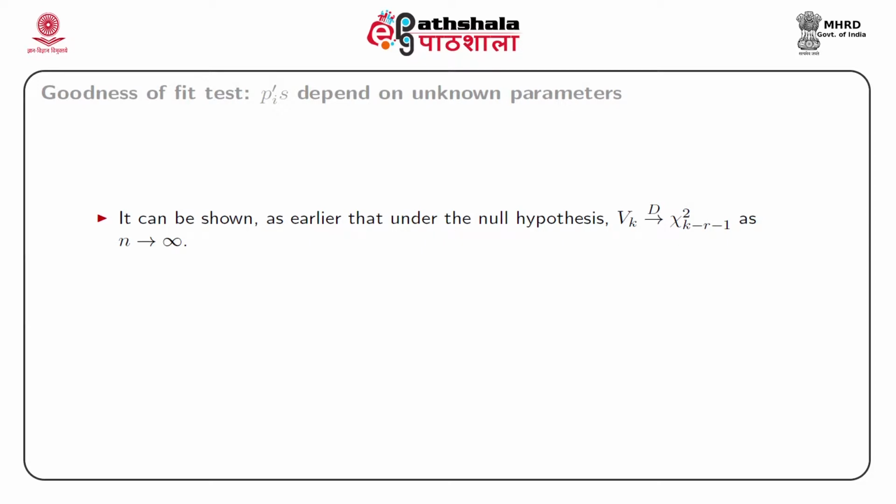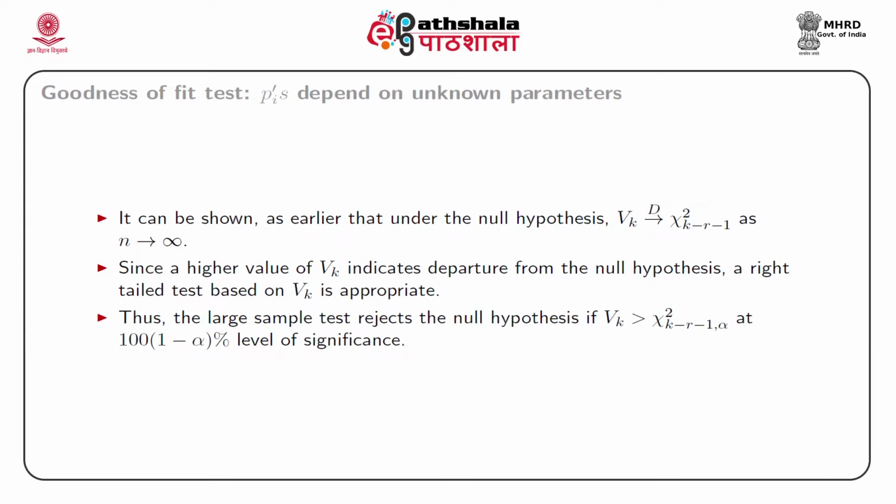So it should be noted that in our previous case we get some chi-square statistic having k minus 1 degrees of freedom, and in this case we get degrees of freedom as k minus r minus 1. So this reduction is due to the fact that we have estimated r unknown parameters, and thereby we get r linear restrictions, and hence the degrees of freedom for the chi-square variable is reduced. As earlier, since a higher value of Vk indicates departure from the null hypothesis, a right tail test is appropriate, and therefore a large sample test should reject the null hypothesis if the observed value of Vk exceeds the upper alpha percentage points of a chi-square variable with k minus r minus 1 degrees of freedom.